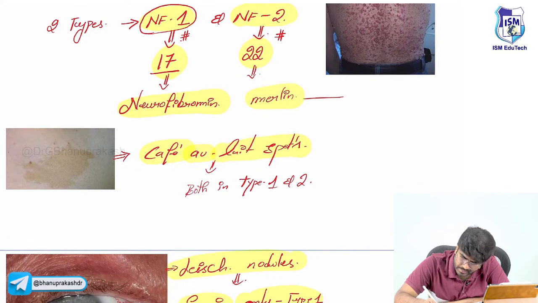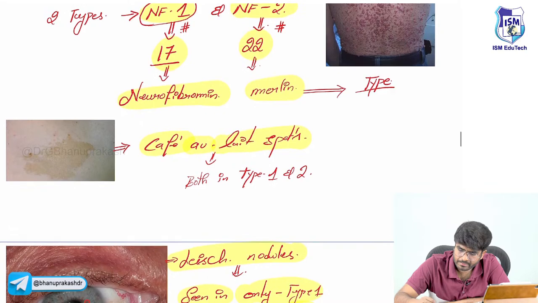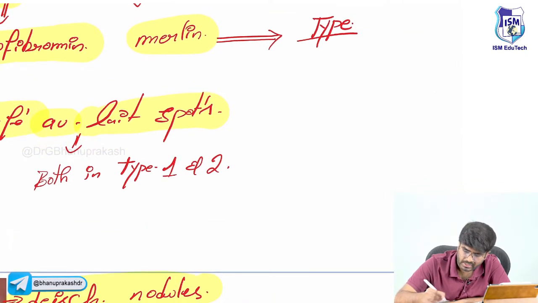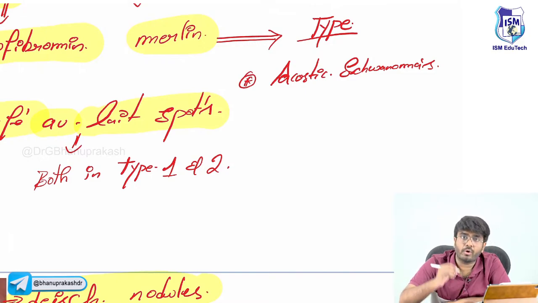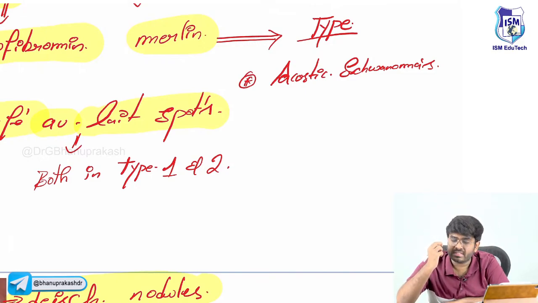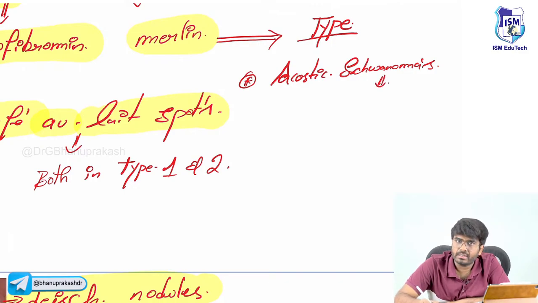Actually, let me write here. In type 2 neurofibromatosis, the patient is going to have some important tumors. What are they? Schwannomas, acoustic schwannomas. Now, in this acoustic schwannoma, which cranial nerve is going to be affected? The 8th cranial nerve, that is the vestibulocochlear nerve.